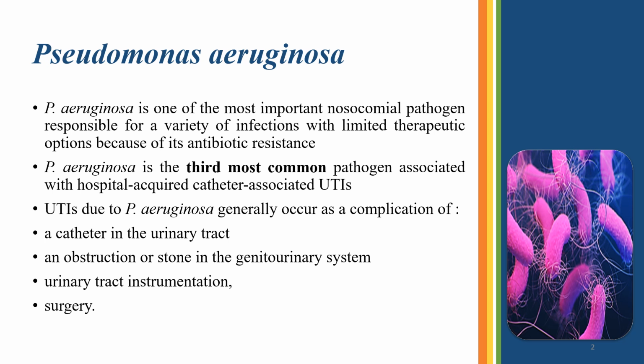Pseudomonas aeruginosa is the third most common pathogen associated with hospital-acquired catheter-associated UTIs. You know that many patients use urinary catheters during hospitalization. UTIs due to Pseudomonas aeruginosa generally occur as a complication of, number 1, a catheter in the urinary tract, an obstruction or a stone in the genitourinary system, and urinary tract instrumentation like cystoscopy procedures and surgery.